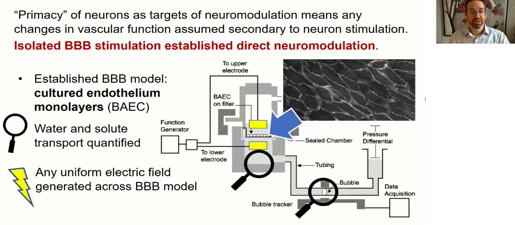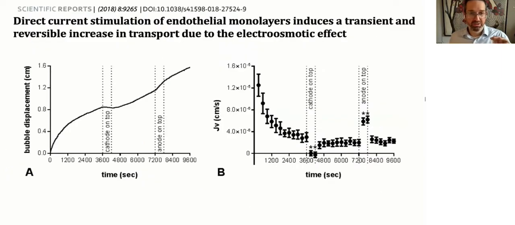We can measure different things like transport through this blood-brain barrier model, transport of molecules, but also transport of water. Water movement through the blood-brain barrier is tightly regulated. And in this experimental system, they do this with this little bubble. So the more water transport you have, the more this little bubble moves. I'll refer you to the paper for all the details. But what we found was when you apply direct current stimulation to a blood-brain barrier model, the bubble moves. That bubble displacement means that there's an increase in water transport across the blood-brain barrier.